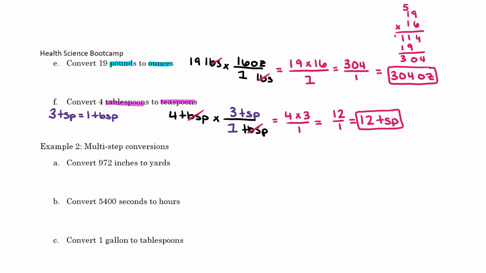Now, we can level up and do multiple steps to convert. So there's, I wouldn't say a handful, but there's a short list of things to memorize. And if you know those things, then you can use 2 or 3 facts, 2 or 3 clever forms of 1 to do your conversion. So let's start with 972 inches. And I want to convert that to yards.